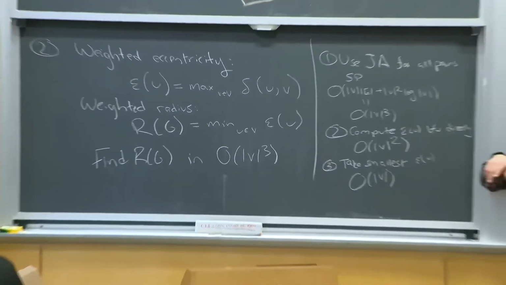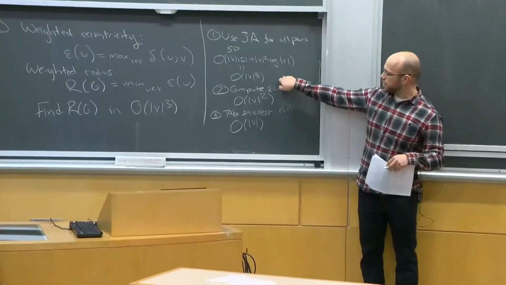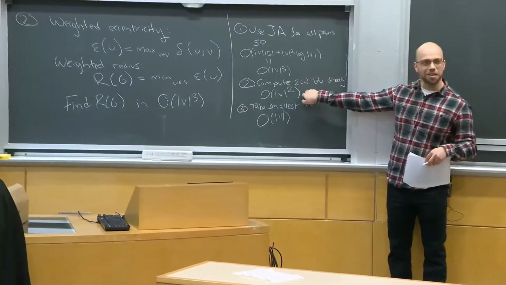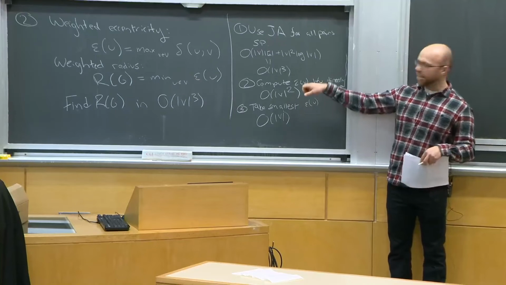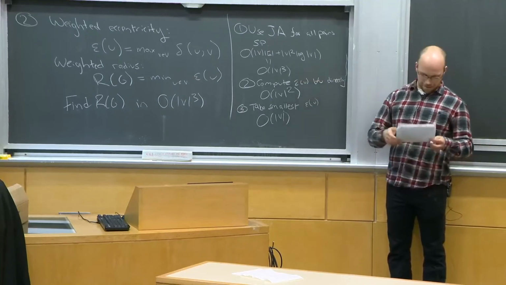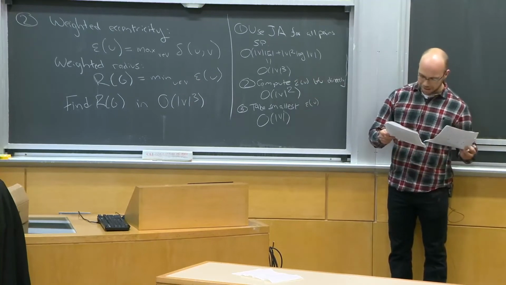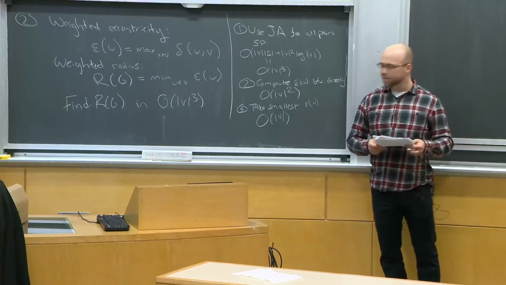And then we should really quickly double check our runtime. So step one takes v cubed time. Step two takes v squared time. Step three takes v time. So I add them all together, and of course the v cubed wins. And that is what was given in our problem as our budget.